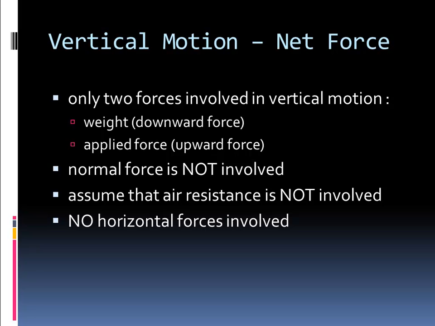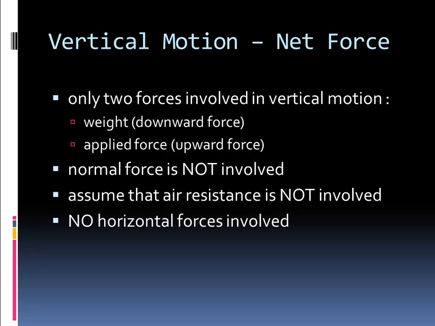The last thing I want to talk about right now is vertical motion and the net force involving vertical motion. Now, there are only two forces involved in vertical motion. You have weight, which points downward, and you have an applied force, which would point upward. The normal force is not involved because the normal force is a force perpendicular to a surface, and since we're talking about vertical motion, assuming that it's in the air, or being suspended by a rope or something like that, there's no normal force with vertical motion.